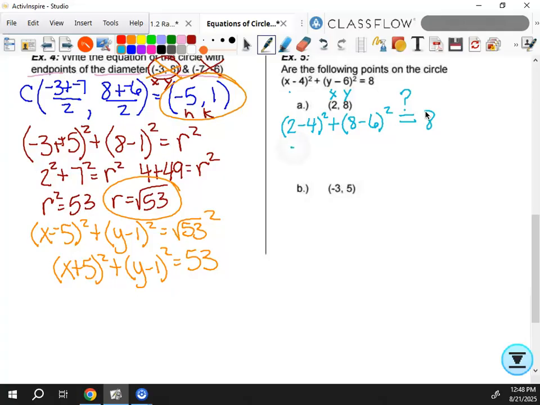2 minus 4 is -2 squared plus 2 squared, and does that equal 8? Negative times a negative is always positive, so this is 4 plus 4. That does equal 8, so this is a yes. Okay. That makes sense? Just plug it in, see if what comes out is logical. Any questions? All right, then if that makes sense, you do B.